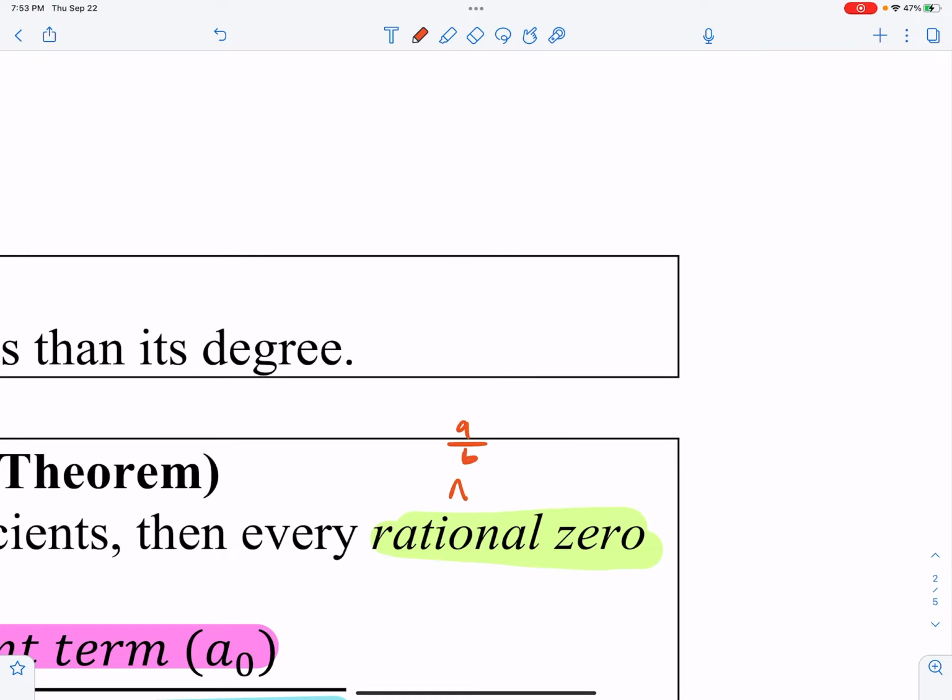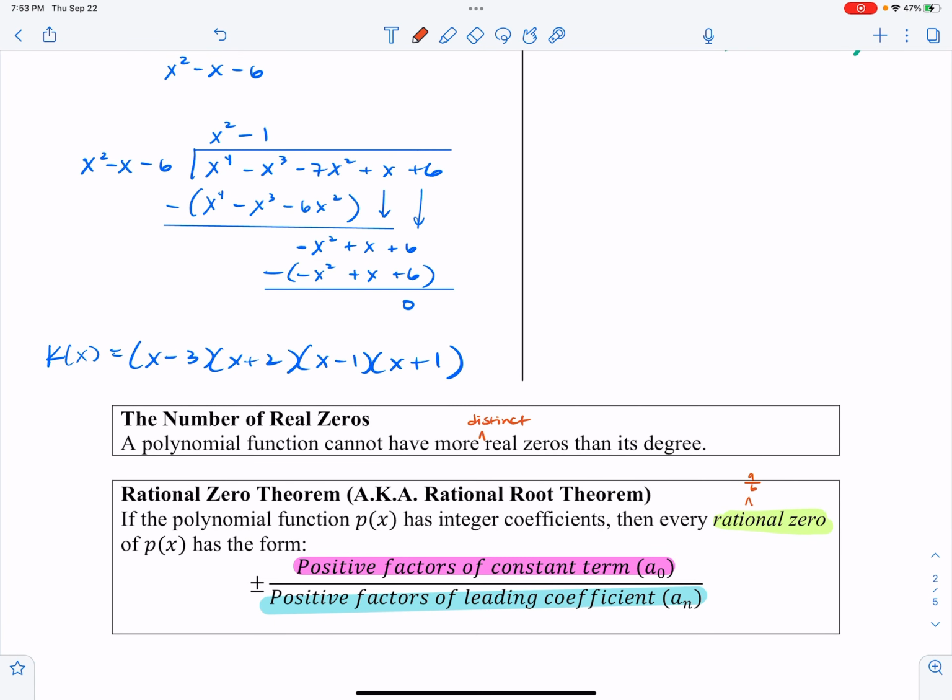So every rational zero can be in the form of plus or minus one of the factors of the constant term over one of the factors of the leading coefficient. So this basically, the rational zero theorem, helps us with coming up with a potential list of possible zeros of a polynomial.